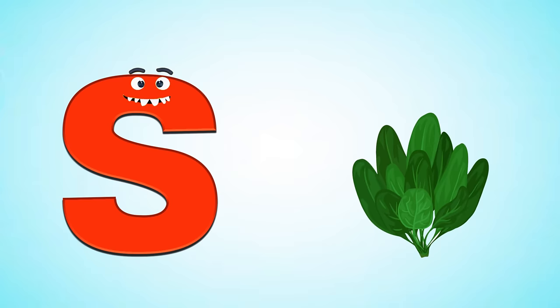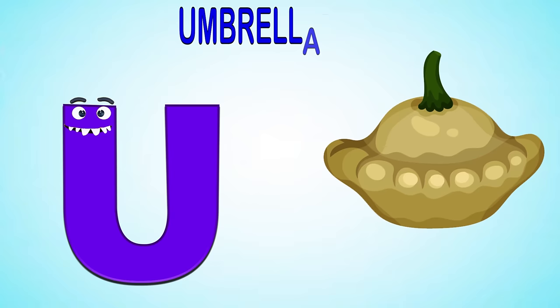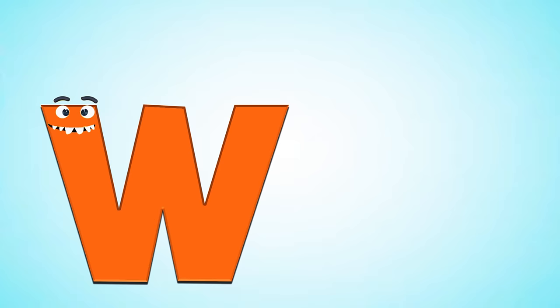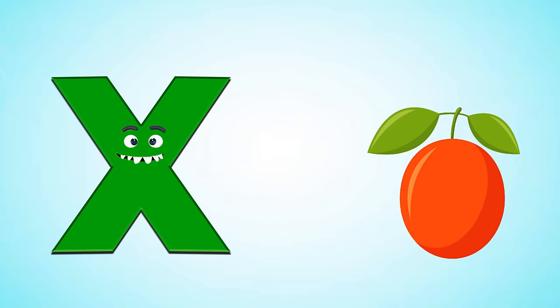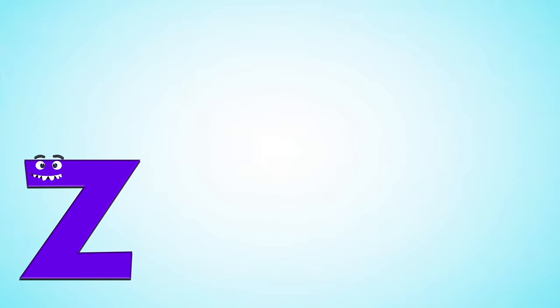S for spinach. T for tomato. U for umbrella squash. V for virgin. W for watercress. X for zinnia. Y for yum. Z for zucchini.